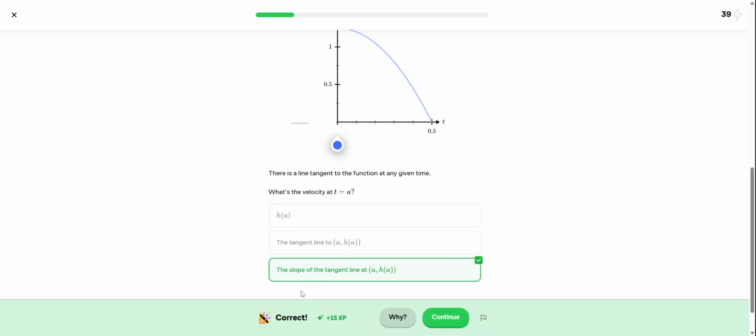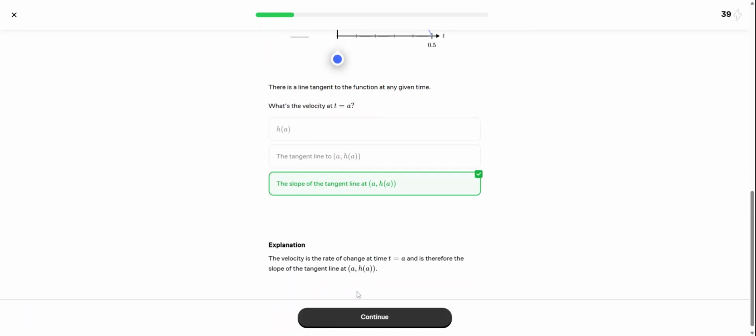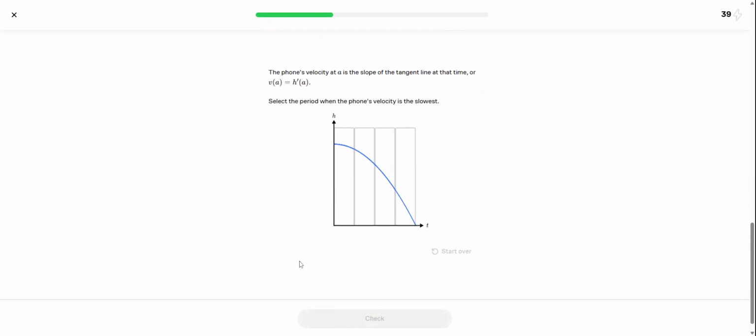Yeah, that's correct. So why, for the reasoning? Velocity is the rate of change at time t equals a, and is therefore the slope of the tangent line at a of h of a, as required. So I'll click continue here. The phone's velocity at a is the slope of the tangent line at that time, or h's first derivative at a. When is the phone's velocity the slowest?